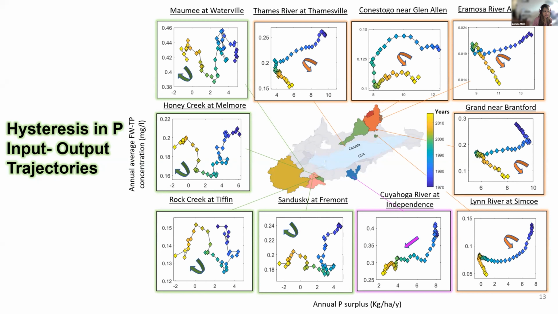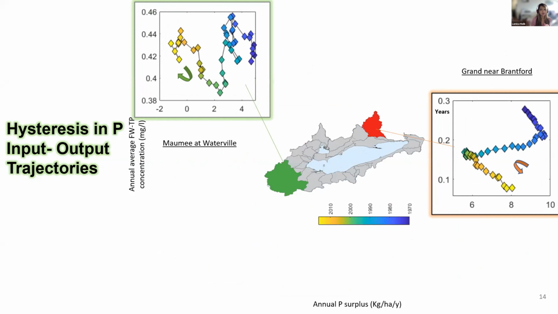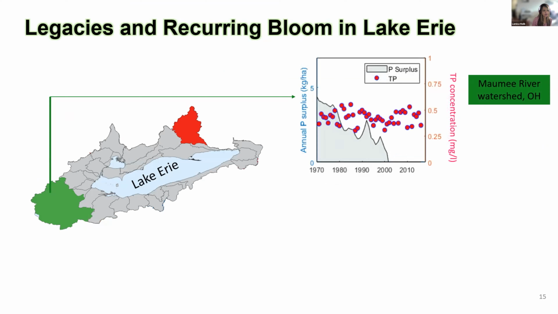Now, let's pick 2 watersheds of different categories, the Maumee River watershed and the Grand River watershed in Canada. First, the Maumee River watershed. We see phosphorus surplus has reduced significantly over the years and is below 0 after 2000. However, when we plotted annual total phosphorus concentration, we see that it has not improved as it should have after the reduction of phosphorus surplus. Thus, decreasing phosphorus surplus with increased phosphorus concentration results in a clockwise hysteresis loop for this watershed.